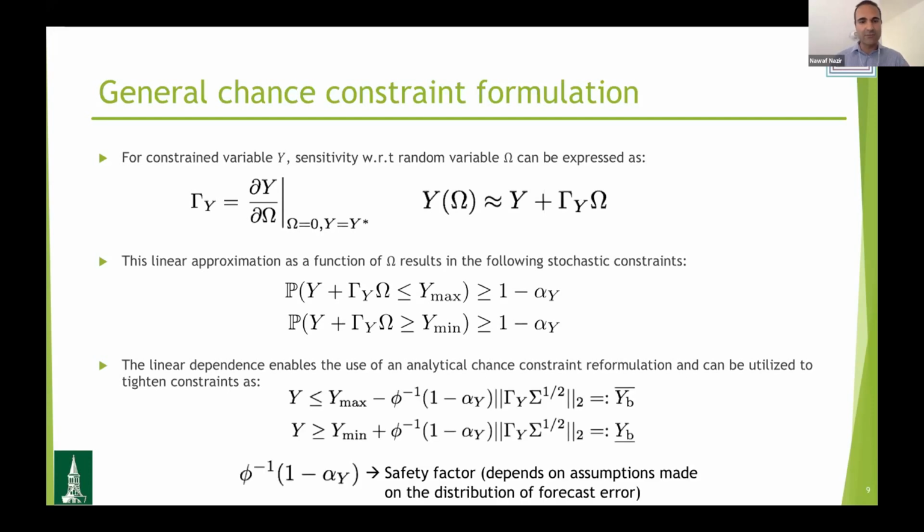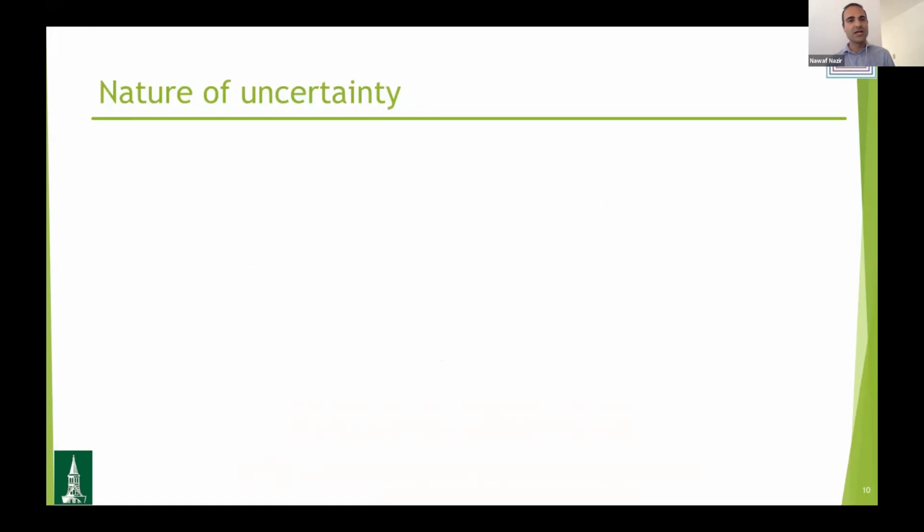So now I obtain these bounds where y is less than or equal to y max minus phi inverse of 1 minus alpha y times the 2 norm of gamma y times sigma raised to power 1 by 2, which I call yb upper bar, and similarly I obtain yb lower bar. So these yb upper bar and yb lower bar are the updated or the tighter bounds for the constraints. And this phi inverse of 1 minus alpha y is the safety factor, which depends upon the assumption that we make on the distribution of the forecast error, whether we model it as a Gaussian or some other kind of distribution.